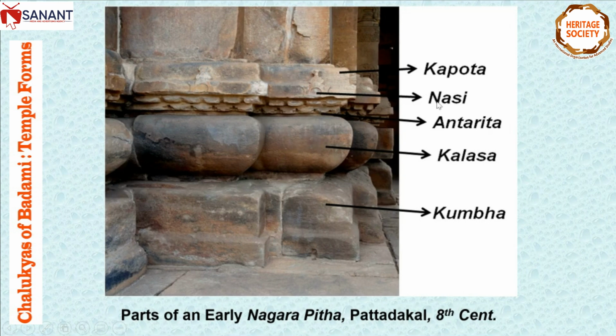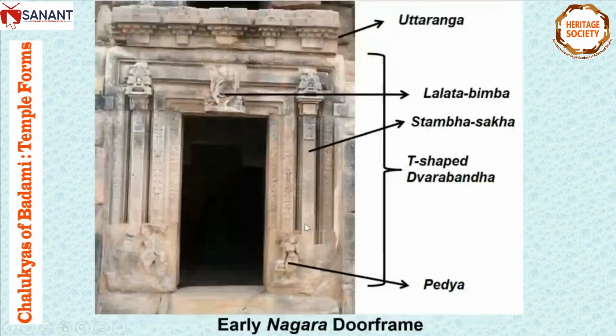And this Kapota will be there, this Nasi will be there, this Antarita will be there, this square block decorations along the interior side of the Kapota. So these will be there. So this is typical, as I showed you in the case of Nachana Kuthara Pitha. So it's similar to that. Of course, this is later, and you see more finer details here.